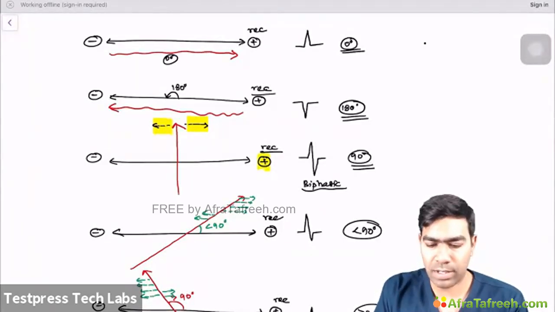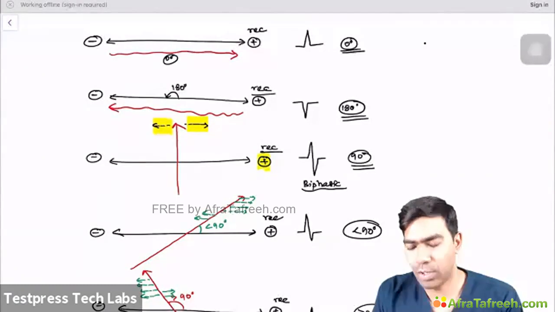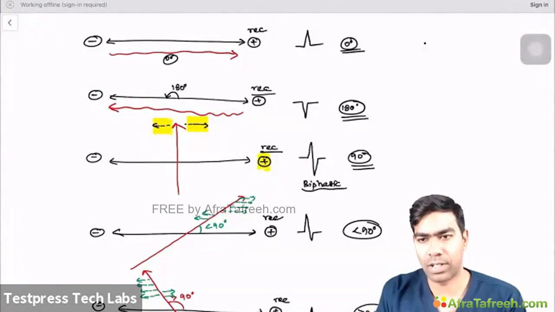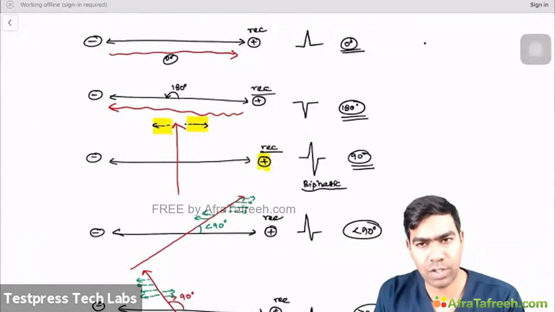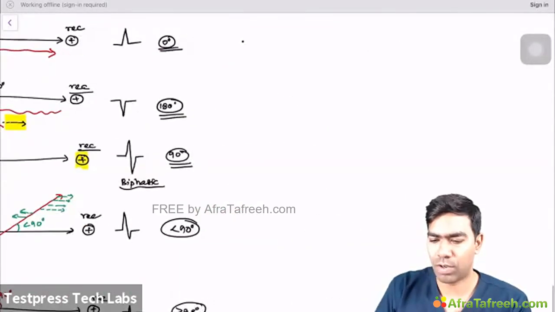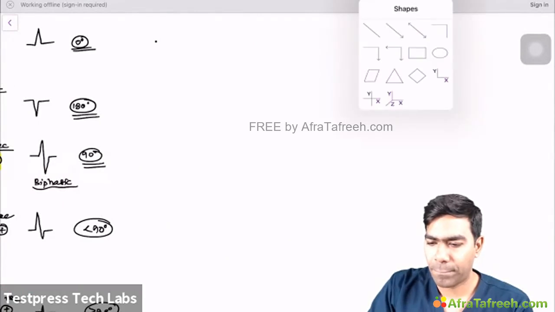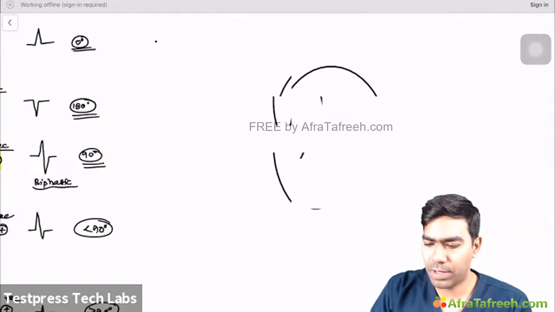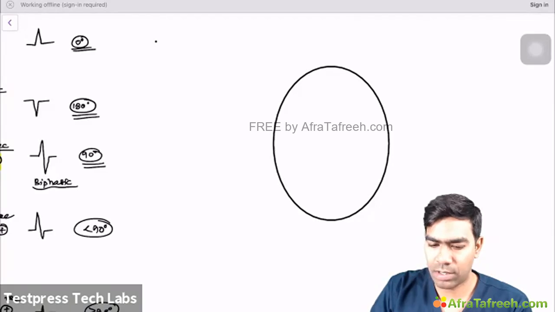So I think it's better, since I've told you this, I'll just tell you the cardiac axis alone, how to find out the axis using just 2 leads. Just hold on for a while. Let me draw a circle.